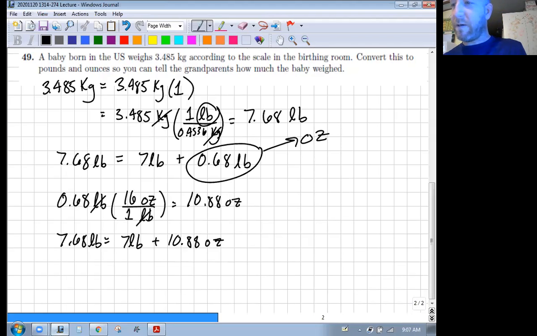That's almost what my daughter weighed. She weighed 7 pounds and 12 ounces when she was born. Any questions about this? Two-step problem? No, sir. All right.